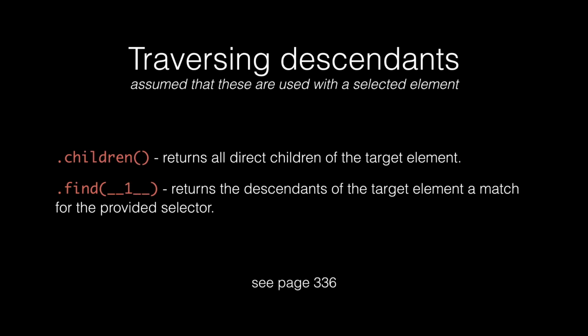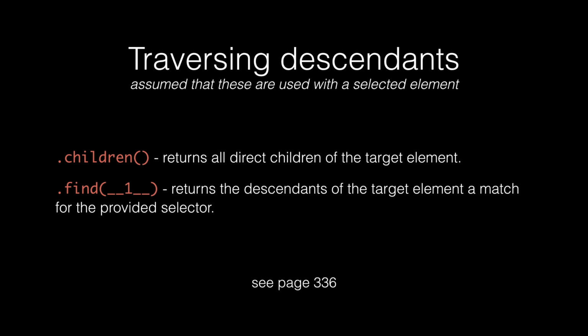All right, so we talked about the fact that elements in this DOM tree have siblings, but that they also have descendants. These would be children or elements that go deeper, elements that are nested inside of the selected element. So again, we're assuming that we have selected an element and either stored it in a variable or we're tacking straight on to the end here. So with the first one, children returns all the direct children of the target element. So all the elements that are directly inside of this element.